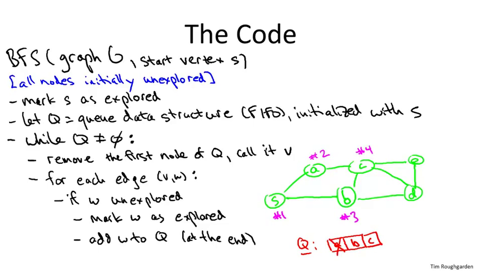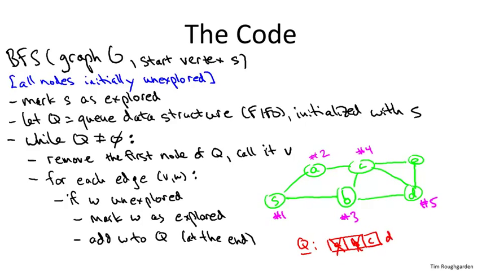B has 3 incident edges. It has one incident to S, but that's irrelevant, we've already seen S. It has one incident to C, that's also irrelevant because we've already seen C. True, we just saw it very recently, but we've already seen it. But the edge between B and D is new, and so that means we can take the node D, mark it as explored, and add it to the queue. So D is going to be the 5th one that we see. And now the queue has the element C followed by D.